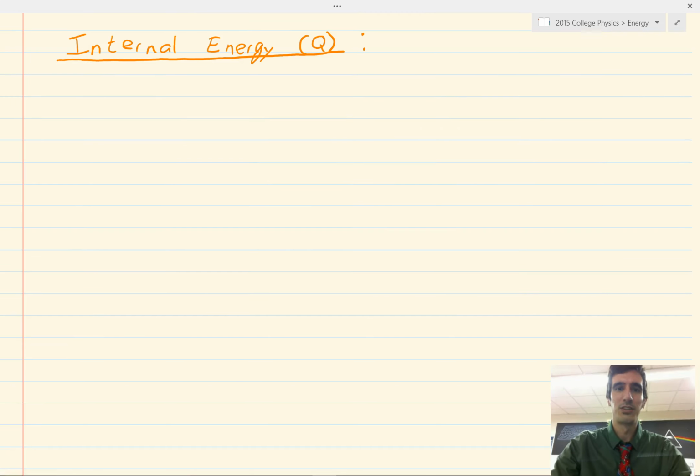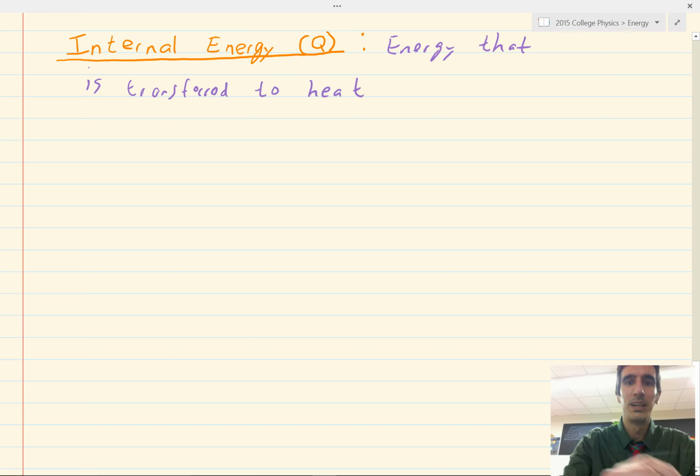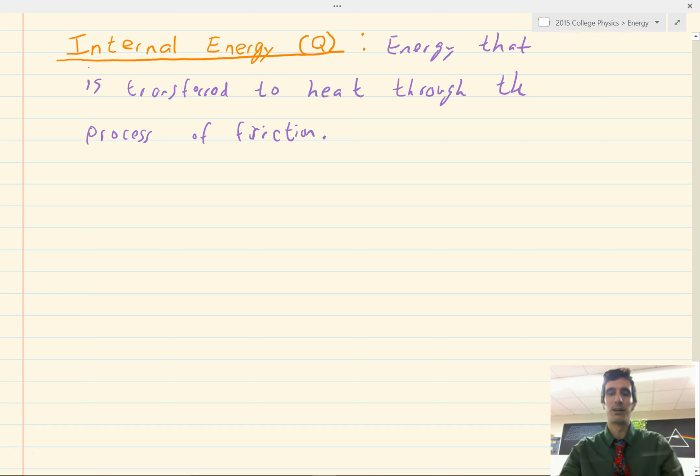Okay, so when we're talking about friction and how energy is lost due to friction, that's internal energy. So internal energy is the energy that is transferred to heat. In most cases, it's always heat, and it's through the process of friction. Sorry for my sloppy handwriting. So, let's do a little example. I'm going to rub my hands together, and you want to do the same. And as you rub them, you're creating friction, and you notice your hands are getting warmer.